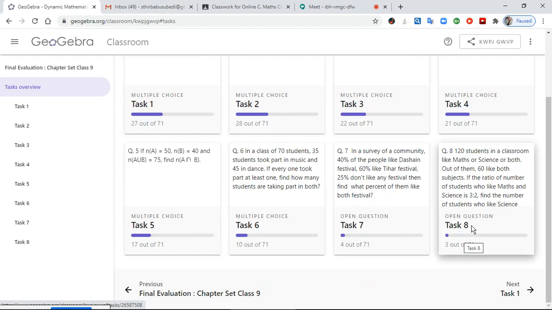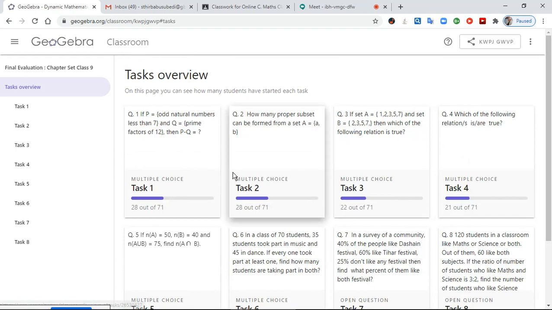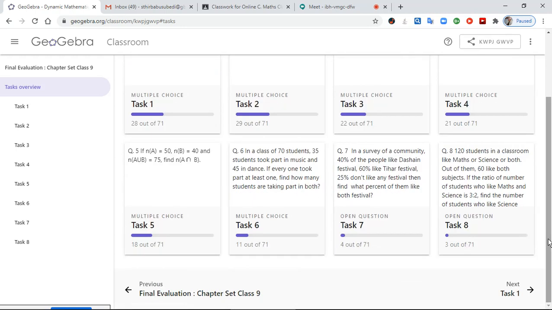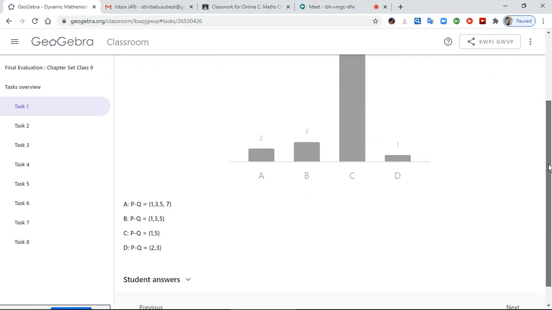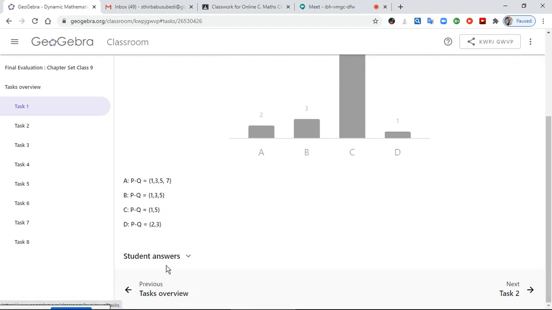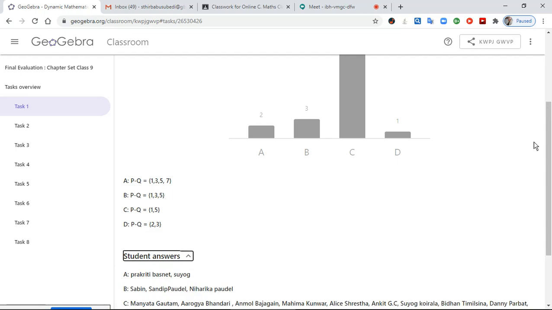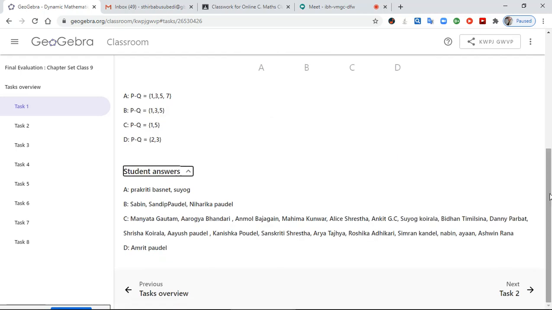Now you have to click task overview. Oh, I think you are clever. Yes. Go through the tasks, dear students. I can see 3 students started task 8, 4 students started tasks. Yeah. Continue your tasks. I believe 28 students out of 71 are engaged in the tasks. Yes.